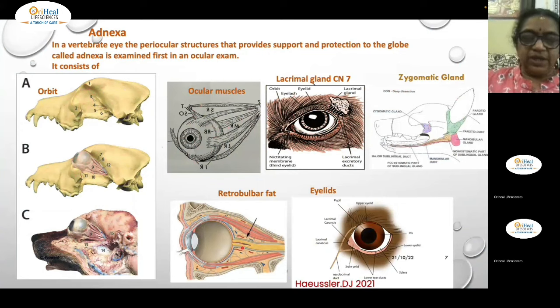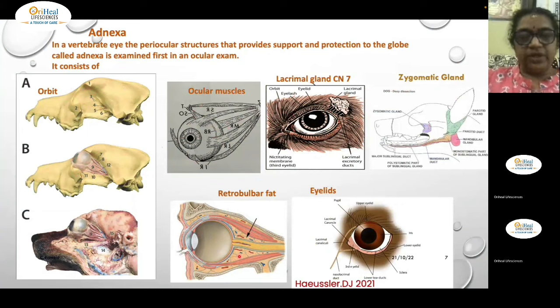Then all these structures are, again, as I said, connected to the brain through the optic nerve. So this optic nerve is again protected by the muscles. All these muscles will form a cone-shaped structure, and within the cone-shaped structure, you will find the optic nerve. And again, this optic nerve will be covered by the retrobulbar fat. So that actually gives a cushion effect.